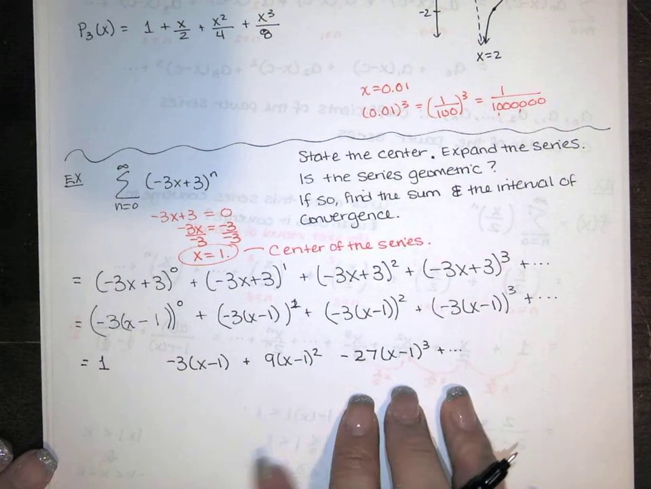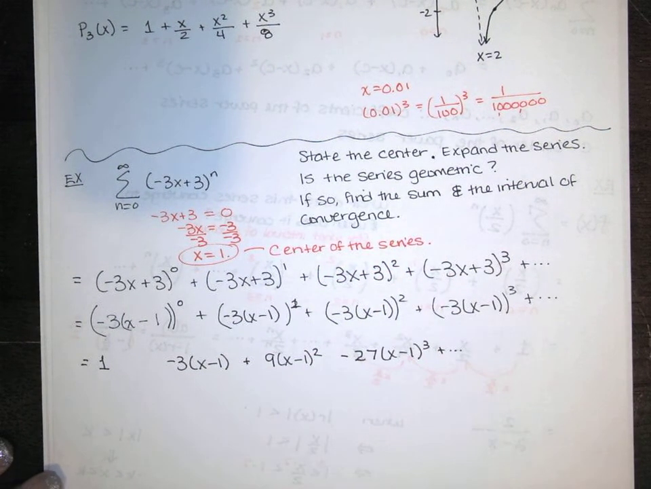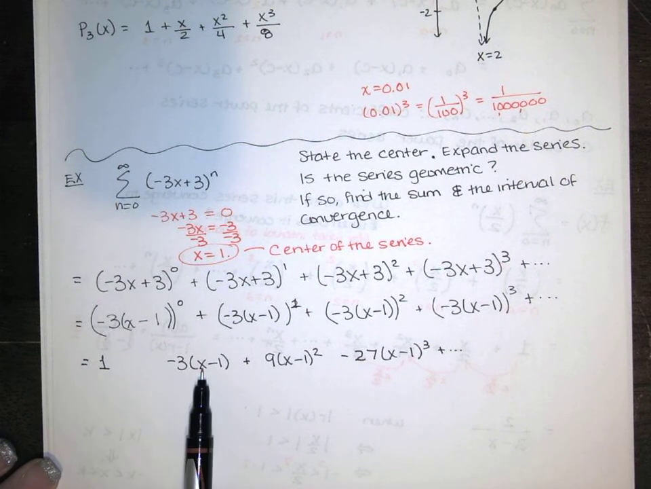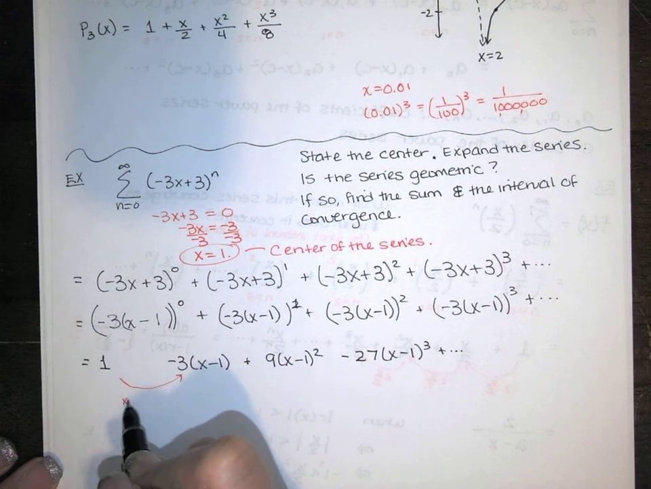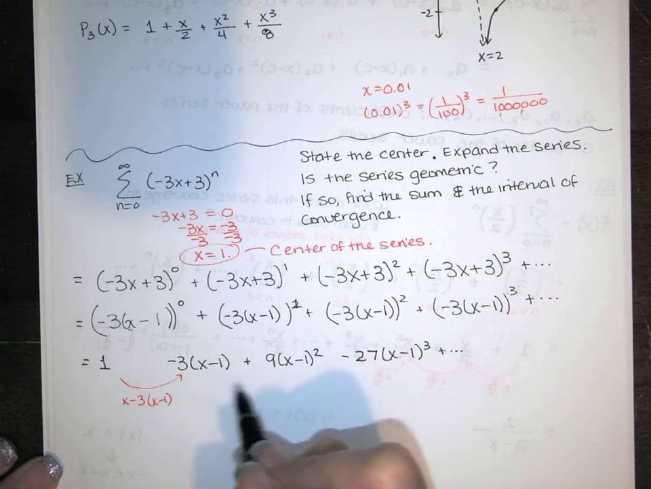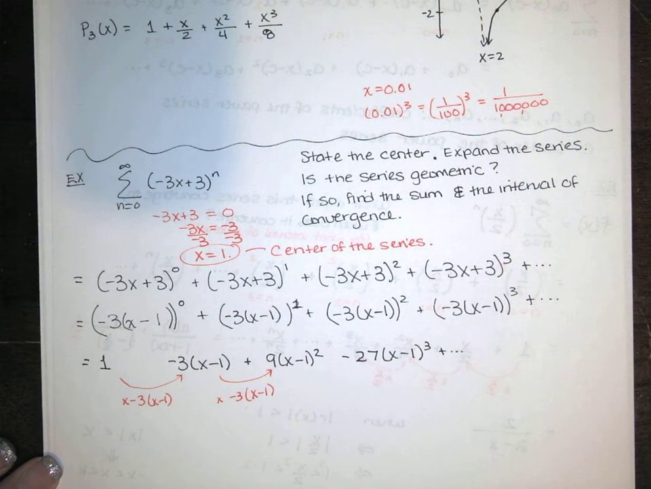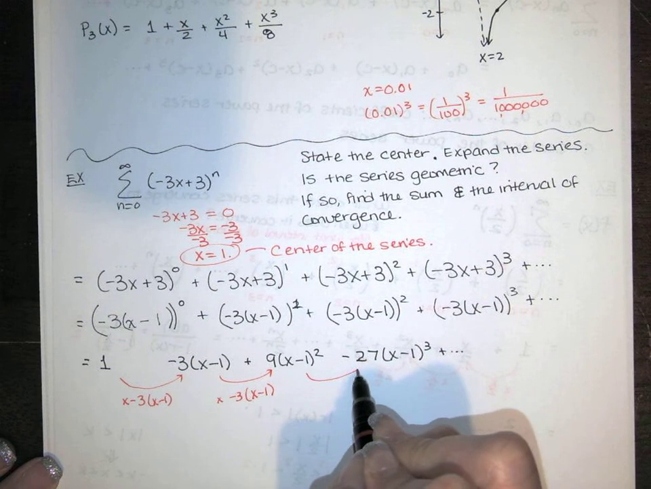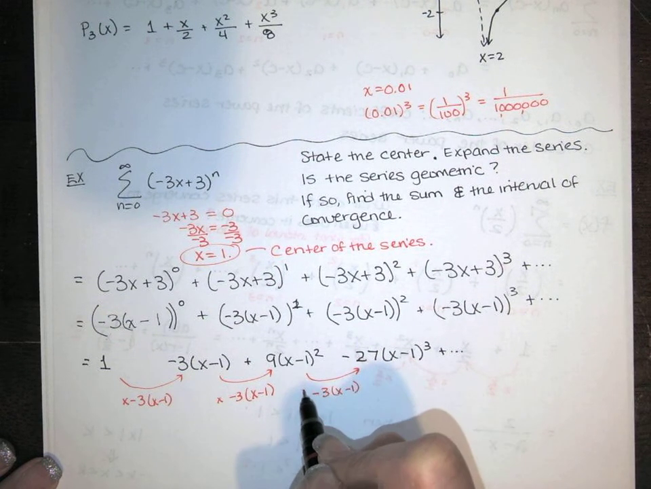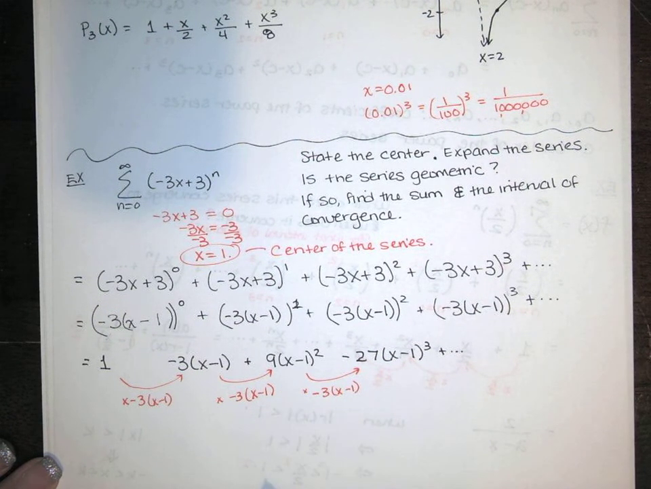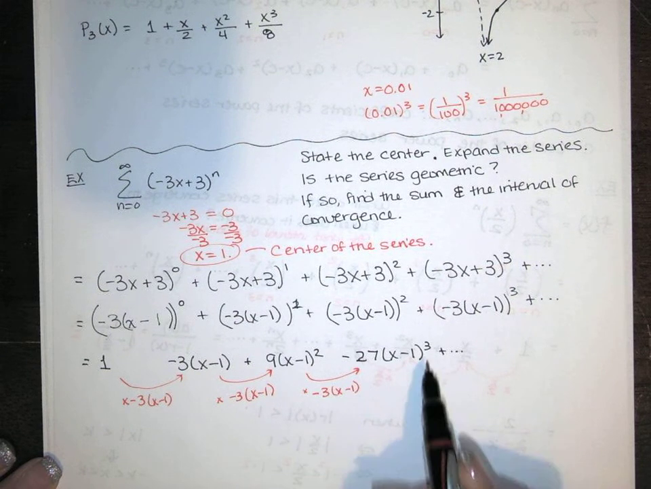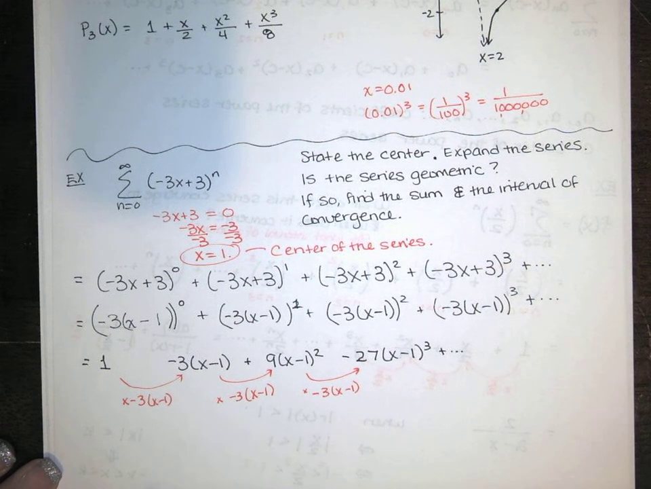We expanded the series. After factoring, it looks like this, and then the question is, is it geometric? Well, what do I multiply 1 by to get this? Looks like negative 3 times x minus 1. If I multiply this expression by negative 3 times x minus 1, do I get positive 9 times x minus 1 squared? Negative 3 times negative 3 is positive 9. X minus 1 times x minus 1 is x minus 1 squared, so we're good. So if I do it again, does that work? 9 times negative 3 is negative 27. X minus 1 squared times x minus 1 to the first is x minus 1 cubed. Yes. So this is geometric.